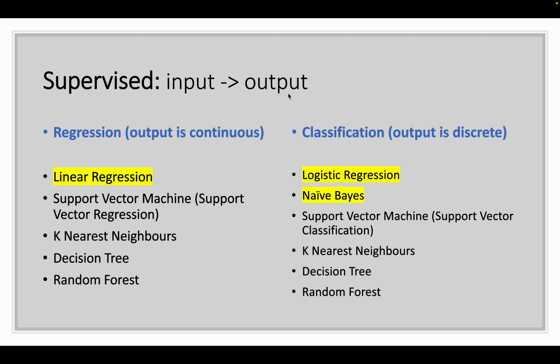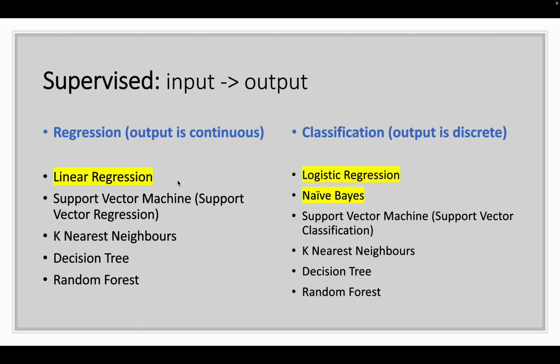Now we talk more about supervised learning. In supervised learning, there are two categories: regression and classification. In regression, the output is continuous, whereas in classification, the output is discrete. And here I list some algorithms that you can use in the respective scenarios. You can see some algorithms are repeated. It means that these algorithms can be used in both regression problems and classification problems.